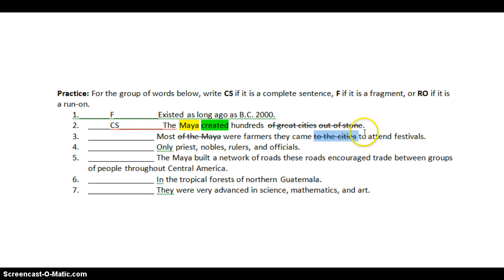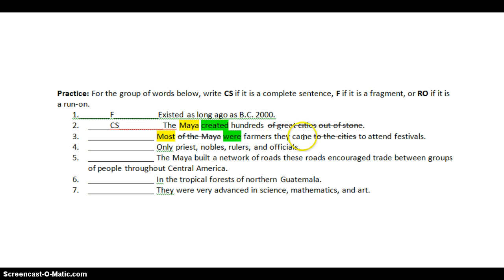And then this right here is actually an infinitive verb phrase, and we learned about those with the verbals in Study Island. So to attend, to plus a verb, is an infinitive verb phrase. It's a little bit different than a prep phrase, so I'm just going to leave it there. So now what I'm going to do is, most becomes my simple subject. Were is my verb. Okay, so we've got a linking verb there.